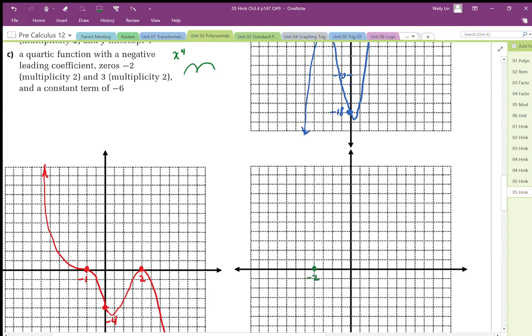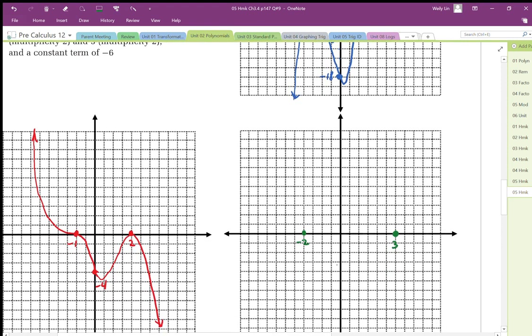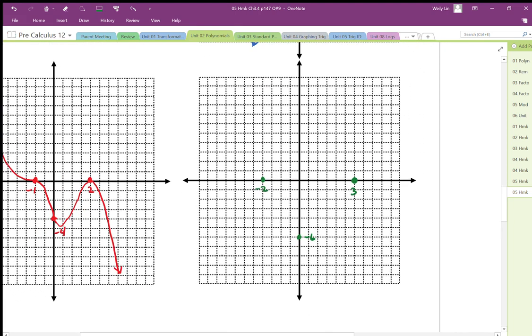It's going to be a bounce there, and at +3, so there's +3, and it's going to be a bounce here. And a constant term of -6, that also means that that is the y-intercept. So my y-intercept is at -6. And to make this work, it's got to be upside down, it's got to bounce, it's got to go through that, it's got to bounce again, and keep going like that.